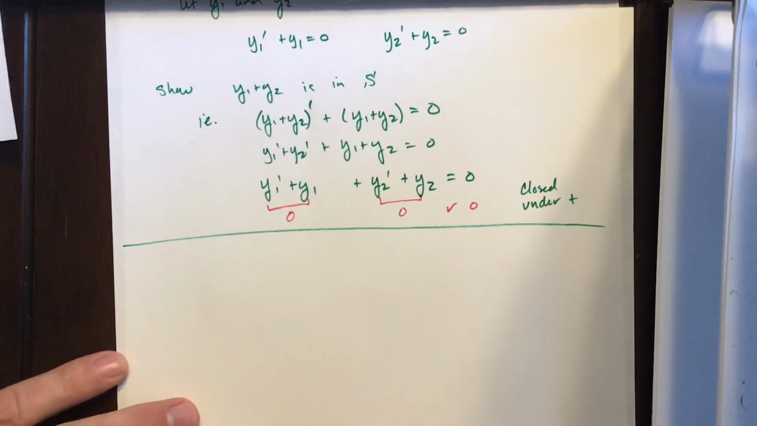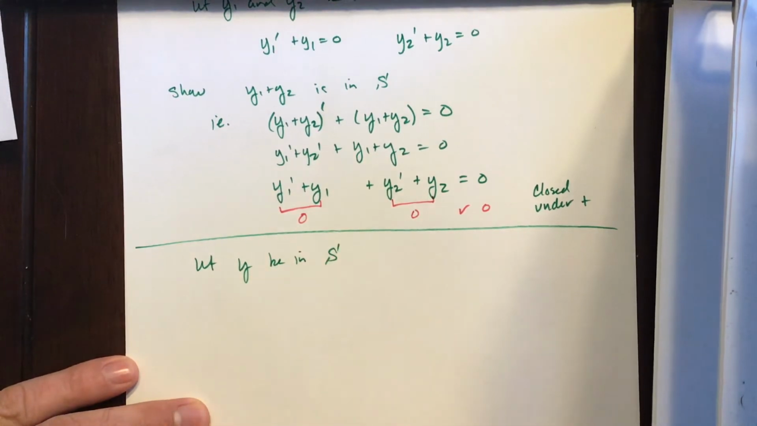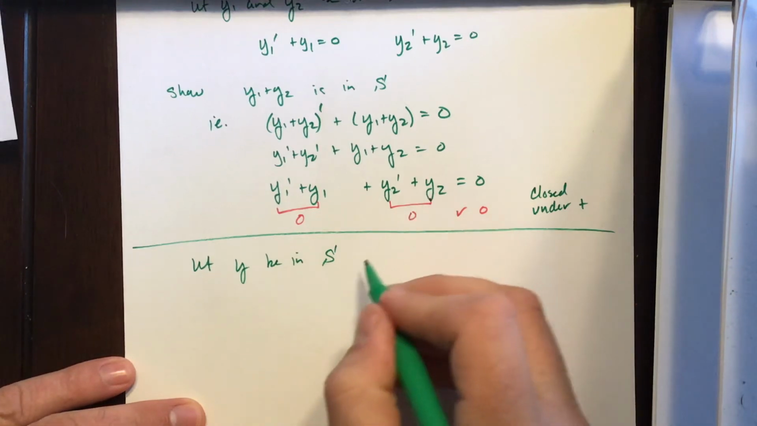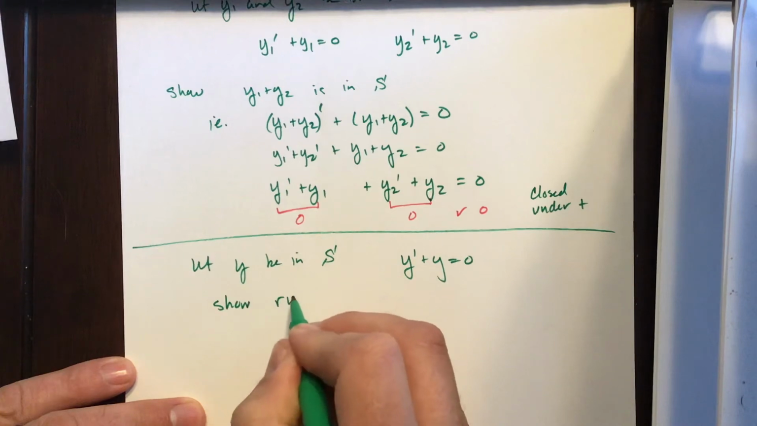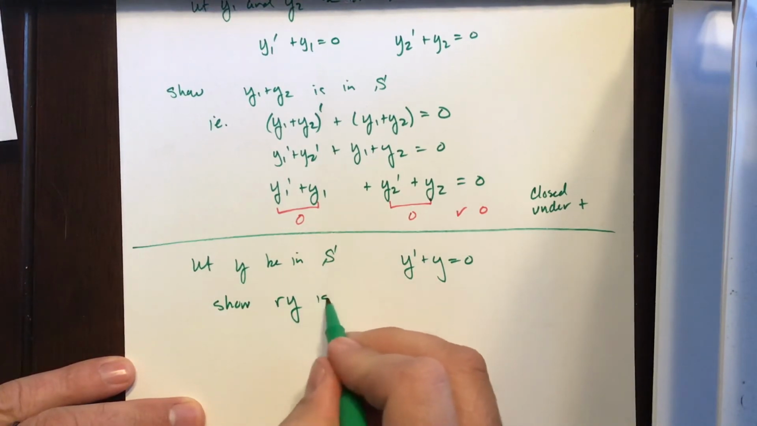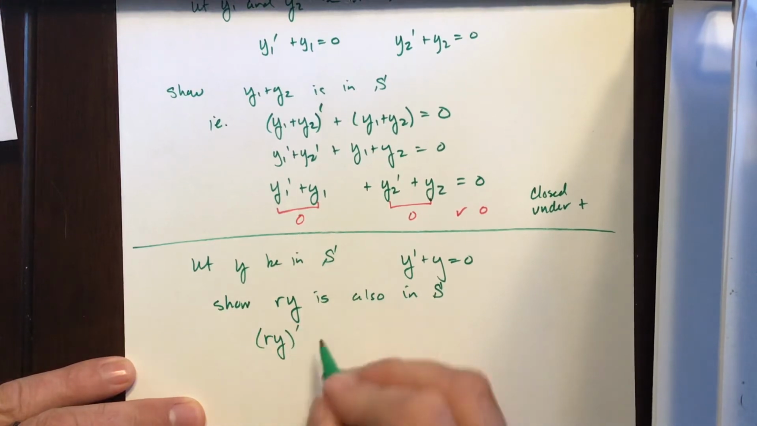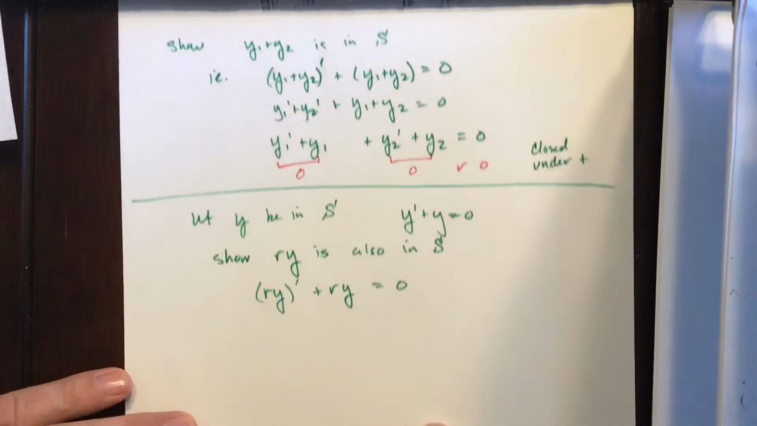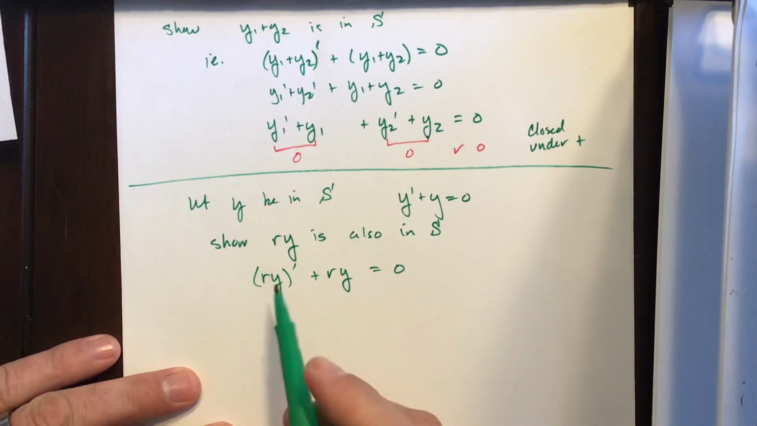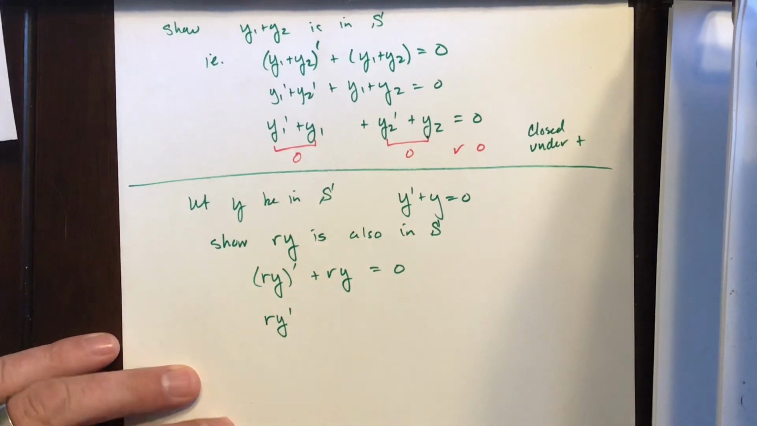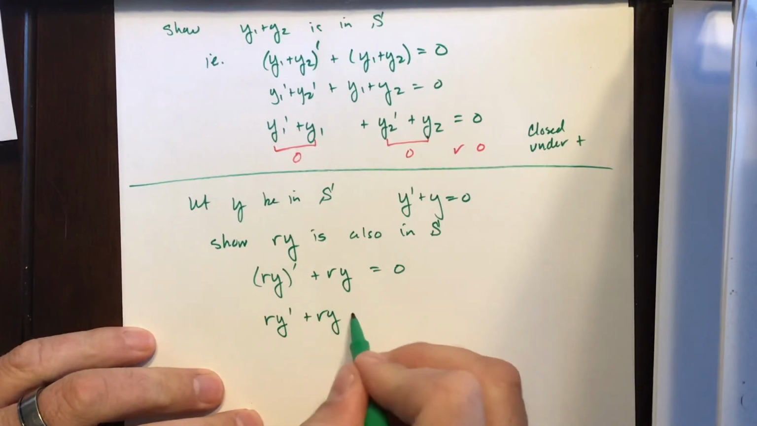So now, what happens for scalar multiplication? So let y be in S, and that means that y prime plus y is equal to 0, and show that ry, where r is a real number times y, is also in S. In other words, what we need to do is show that (ry) prime plus ry is equal to 0. Well, to do that, ask yourself, when you take the derivative of a function times a scalar, what effect does that scalar have on the derivative? And the answer is nothing. The derivative of y is y prime, the derivative of ry is ry prime. Plus ry is equal to 0.